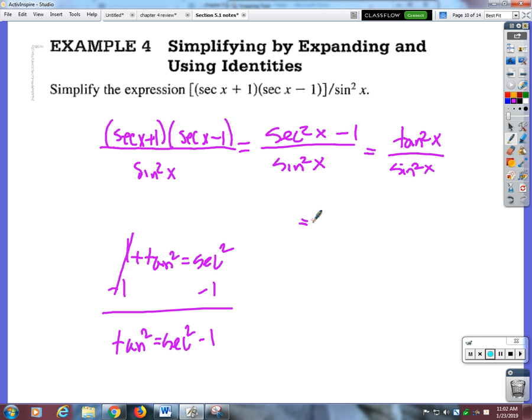No, because we can simplify this too. What is tangent? Tangent is sine over cosine. Okay? So I'm going to take tangent and I'm going to rewrite it as sine over cosine. And then just for funnies, I'm going to rewrite sine as sine over 1.